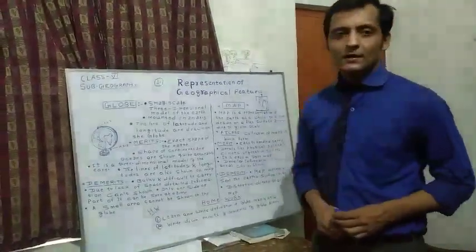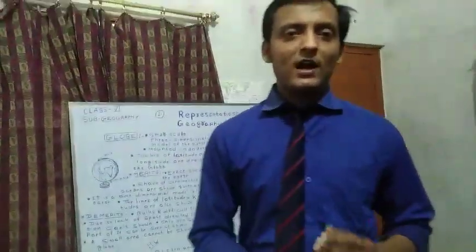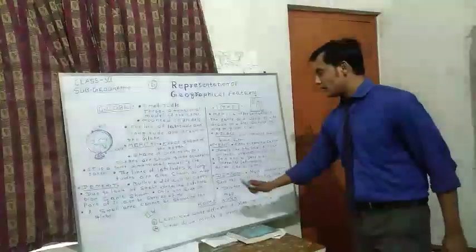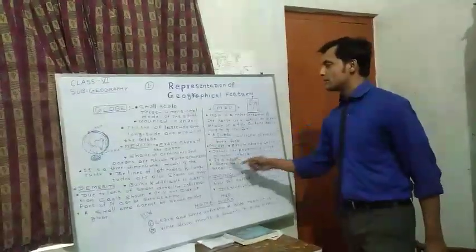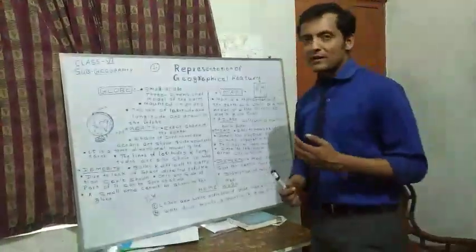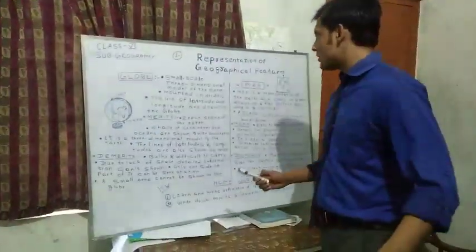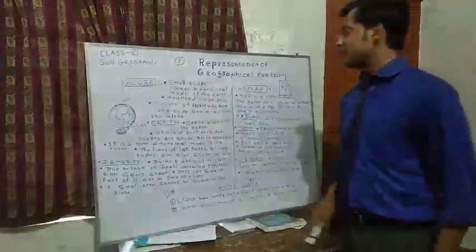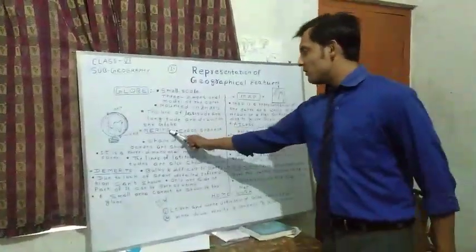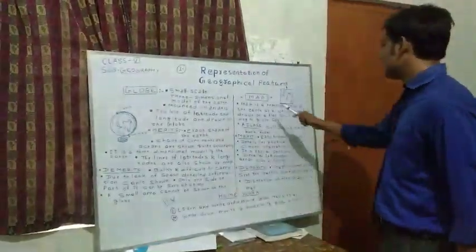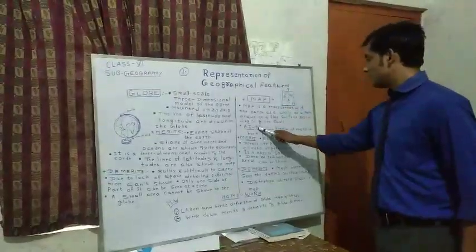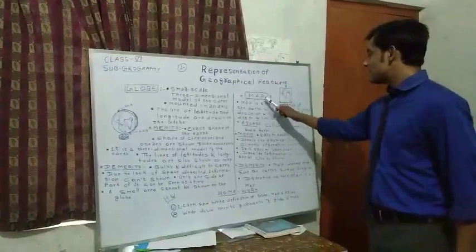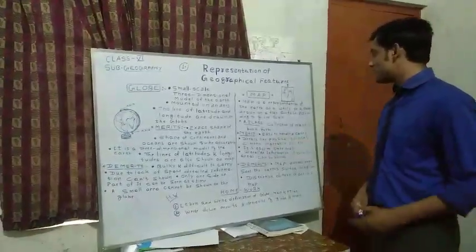Now students, in the next video lecture, I am going to explain the types of scale. Till then, keep revising all these topics. I will repeat it one more time in brief. So far, I have explained the globe, its definition, its merits and its demerits. Then I explained the map. Then I defined atlas. Then we saw the merits and demerits of maps.